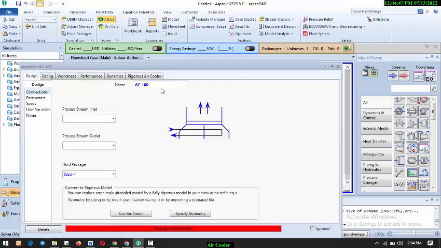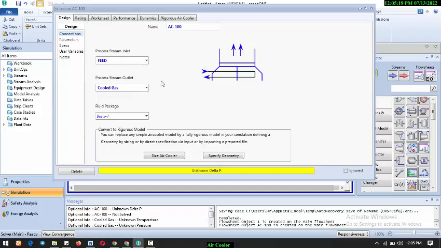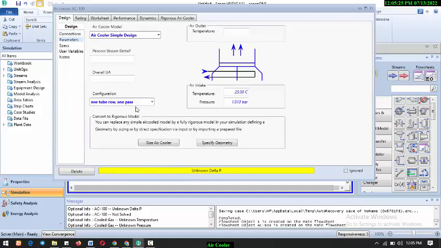Double click. After defining your material stream, when you get the air cooler from the object palette, double click on it as usual. We will be modeling the previous unit operation. The next thing we need to do is input your feed stream. So you see process stream inlet, which is our feed. Our stream outlet will be cooled gas, or whatever nomenclature you want to assign to it. Right now we have unknown delta P. If you go to parameters, we are just assuming we have a delta P of 0.